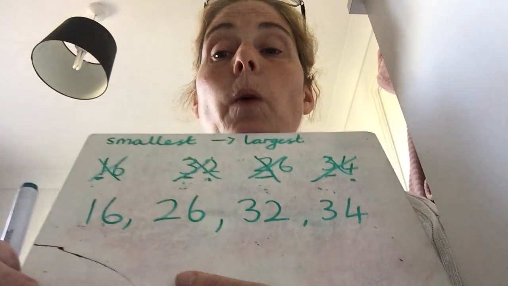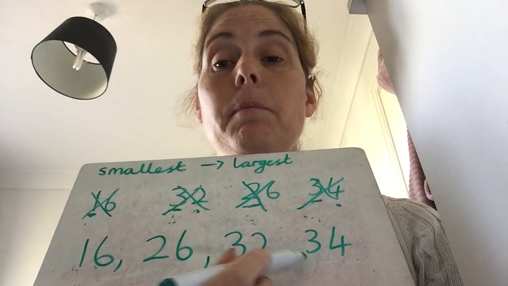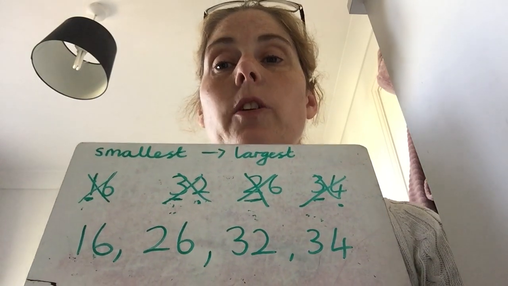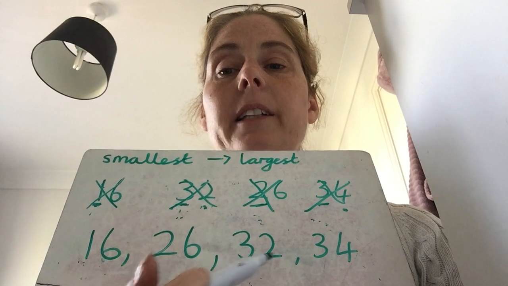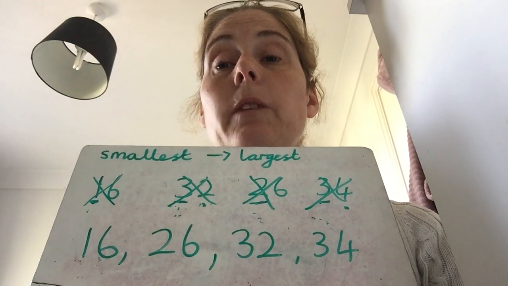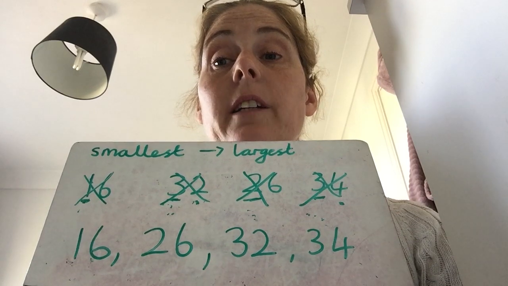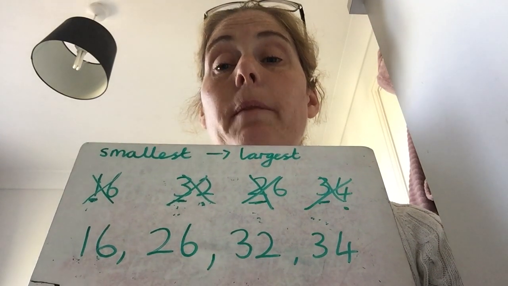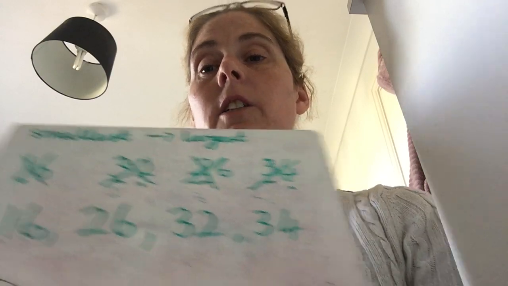So when you have numbers that have the same amount of tens in them, then you look at the ones, and you will then be able to see which is bigger and which is smaller, depending on how many ones. So let's do a quick one, and this time we're going to think in descending order. So we're going to go from the largest to the smallest this time. So we're going to start with the biggest number and go down to the smallest.